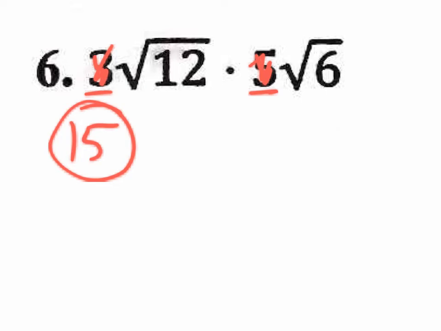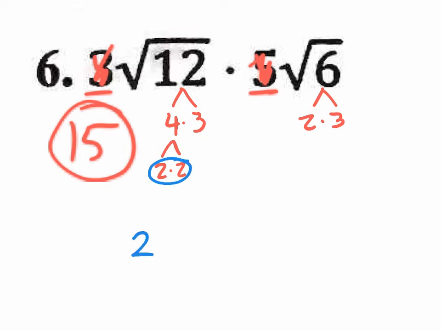Which method do you guys want to use? Factor tree? 12 breaks down to 4 times 3, right? 4 breaks down to 2 times 2, right? 6 breaks down to 2 times 3, right? So pair up. There's a pair of 2s, so there's going to be a 2 on the outside. And there's a pair of 3s, so a 3 is going to be on the outside. What's left over on the inside?